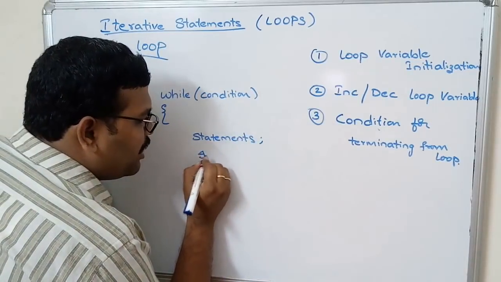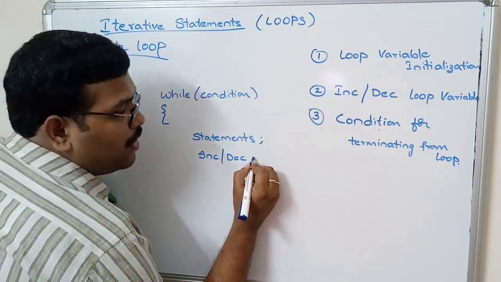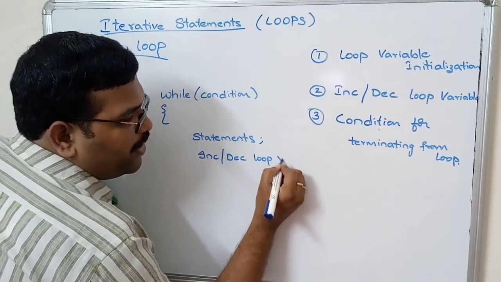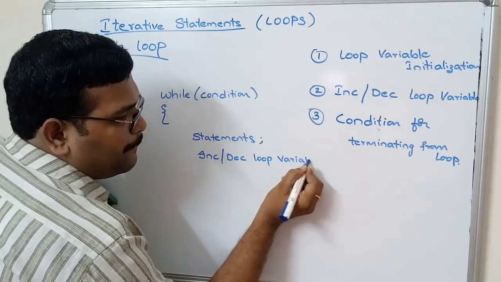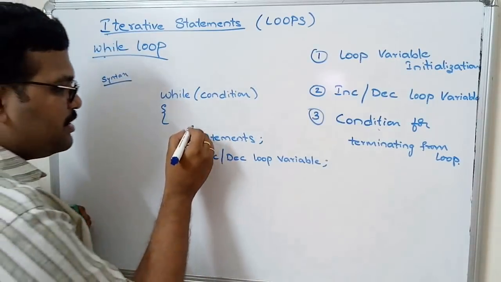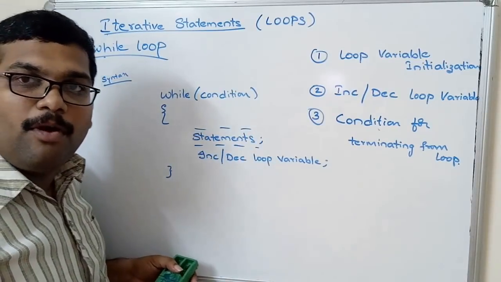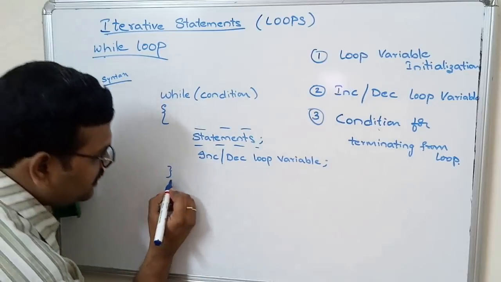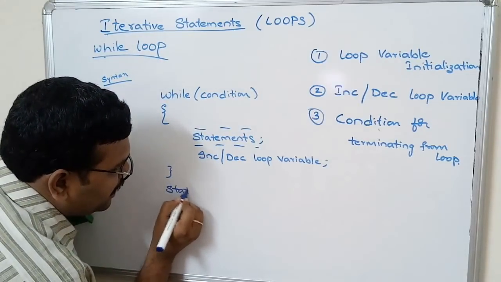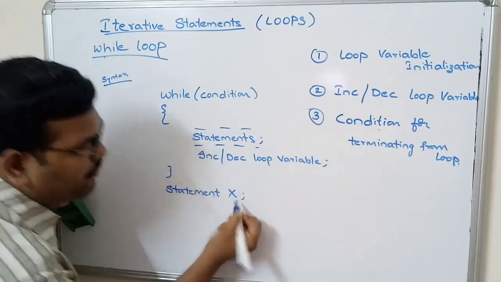Use the increment and decrement operator, incrementing or decrementing the loop variable. And close the block of statements. This may be a single statement or multiple statements, depending upon the problem statement. Next, immediately followed by some statements if required.